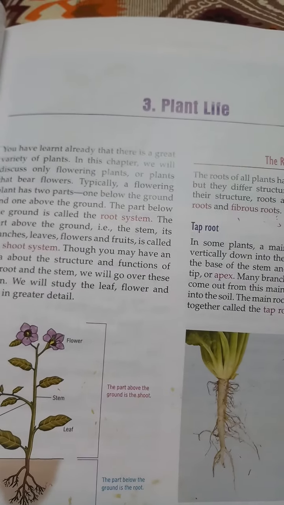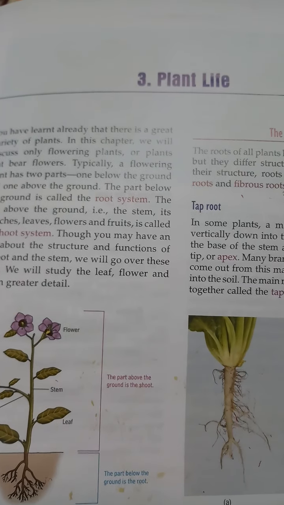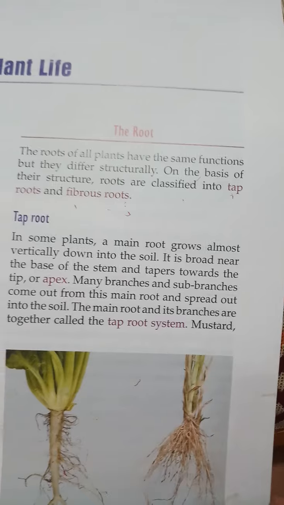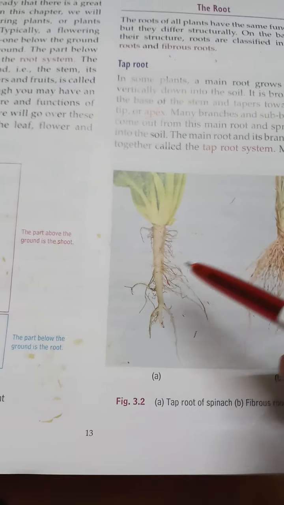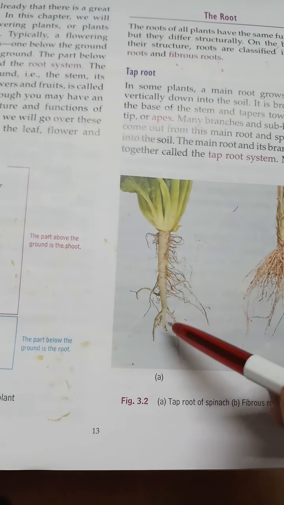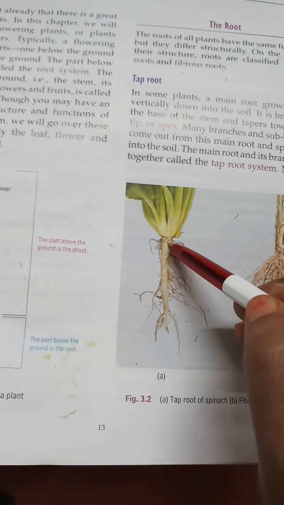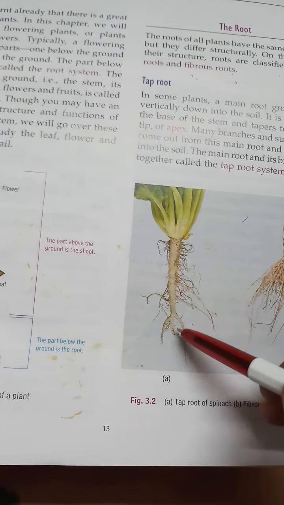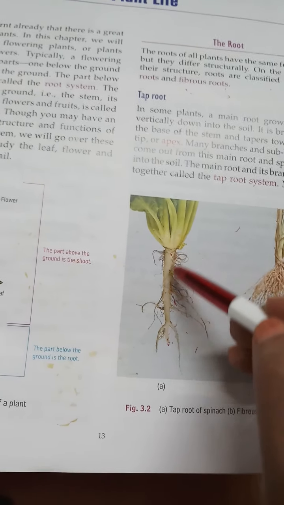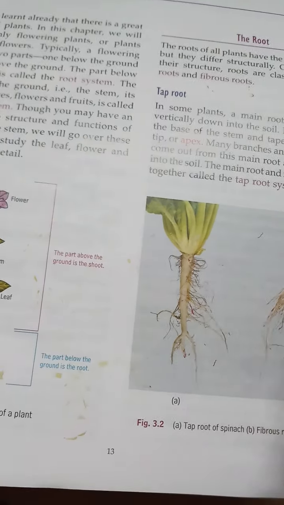There are two kinds of roots we can see. If we observe all the plants, we can divide the roots into two major kinds, that are tap roots and fibrous roots. In the tap root system, there is a very large root that is wider at the base of the plant and tapering or narrowing to the end. And from that root, many smaller roots are arising.